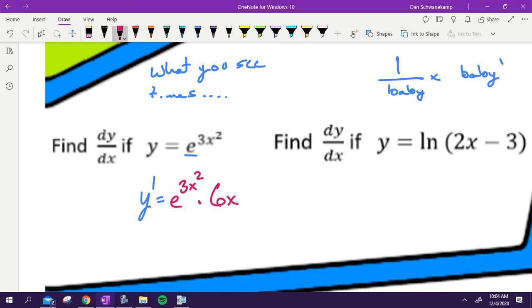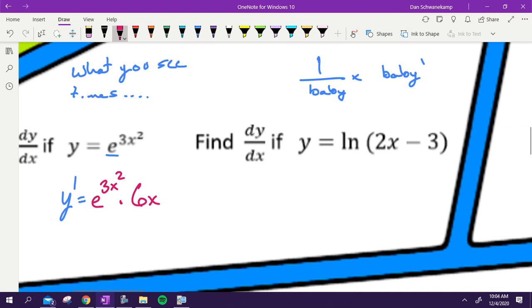Good. There's my derivative. Number 2 says y is equal to the natural log of 2x minus 3. If I'm taking the derivative of that, Kyson, what's that going to look like? 1 over 2x minus 3. Good. Times 2. Good. Okay, obviously we could take that 2 and put it up on top. Every once in a while they might do that as well. Just pay attention to it. Good there?